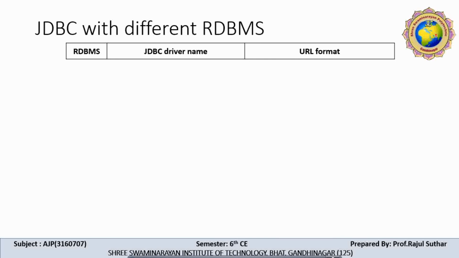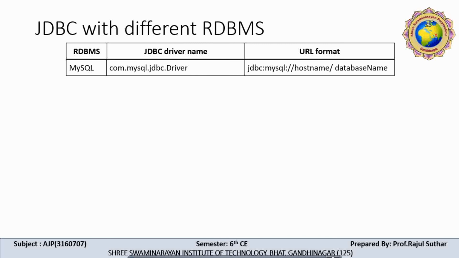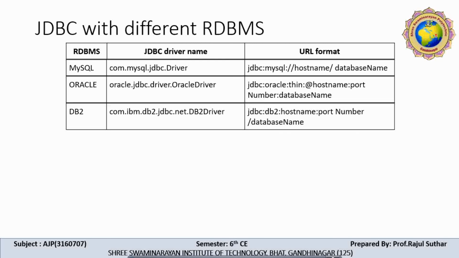And let me discuss one more difference, like JDBC with different RDBMS. Here RDBMS is Relational Database Management System, and the JDBC driver name and URL format are used. So if the relational database is MySQL, you can use the driver name com.mysql.jdbc driver. And what is the URL? jdbc:mysql://hostname/database name.